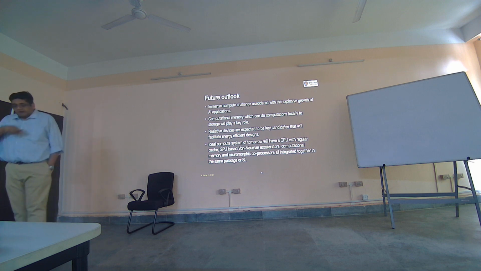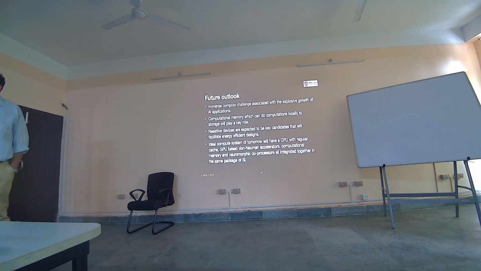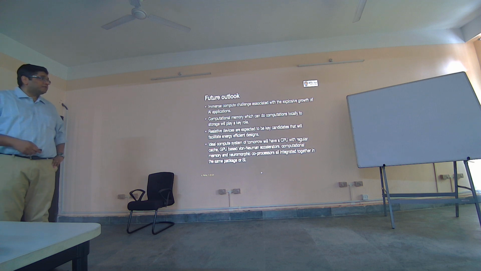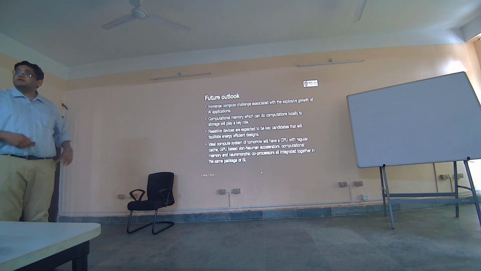So I'd like to close this part of the talk by highlighting that there's a huge compute challenge which is associated with AI. We believe computational memory, which can do computations locally, will play a key role. Expect resistive devices to be important, and there are certain challenges which need to be overcome for that. If you think about what an ideal compute system of tomorrow would be, I wouldn't say we'd be done away with CPUs. We will have CPUs, but the CPUs will be accompanied by GPUs with computational memory and force processors all together in a silicon chip.